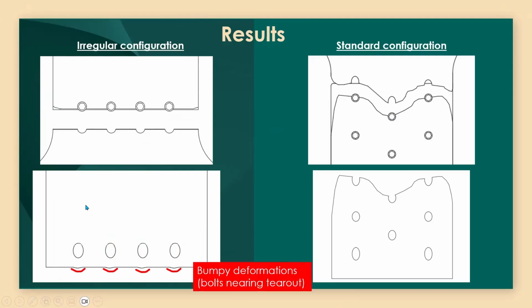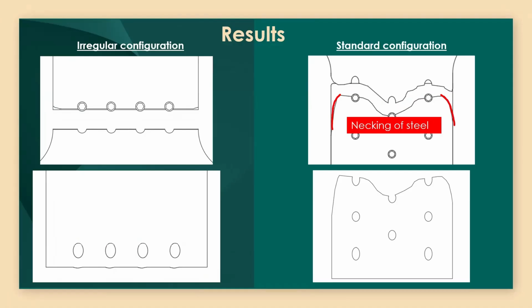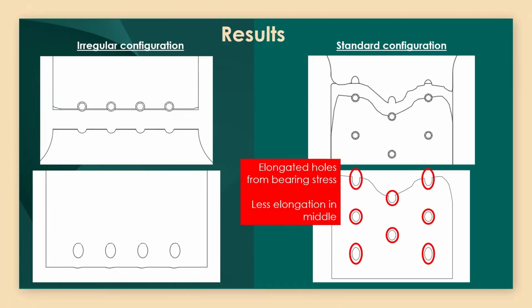We also observed these bumpy deformations on the edge of the plates from the bolts nearly being ready to tear out. For the standard configuration, we observed a staggered rupture failure, and we also observed a little bit of necking of the steel. We had initially expected that the standard configuration would have just failed from yielding of the steel from necking because the configuration would have been so strong that it would have been the steel yielding. Once we removed the nuts and washers, we also observed elongated holes from the bearing stress.